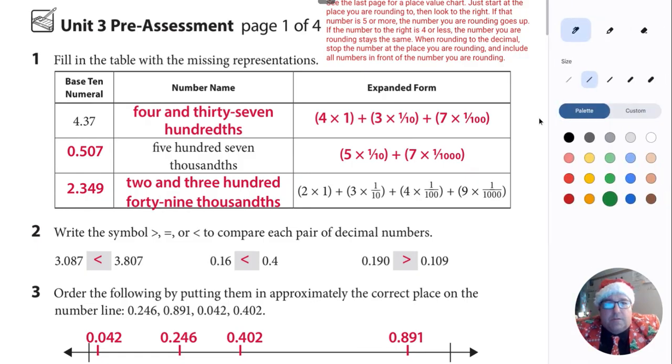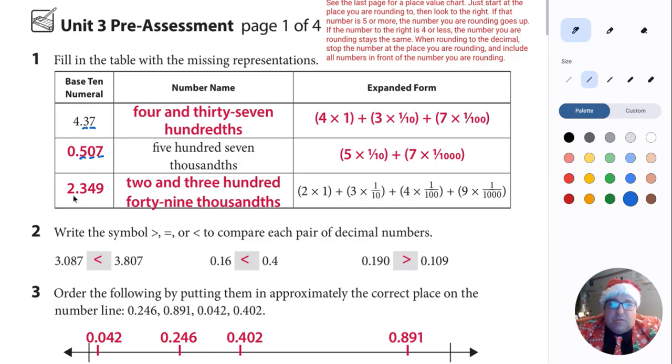Get my drawing tool. So again, first we're going to just write the number. So we should know that this is 4 and 37 hundredths. Again, we know it's 37 hundredths because it goes tenths, hundredths. Again, you can refer to that place value chart. This one here, there's no whole number, so it's 507 thousandths. Tenths, hundredths, thousandths. So we got 5 tenths, no hundredths, but we do have 7 thousandths, okay?